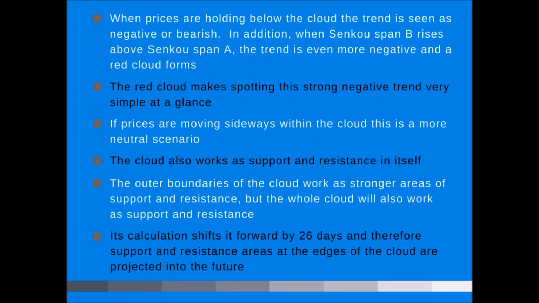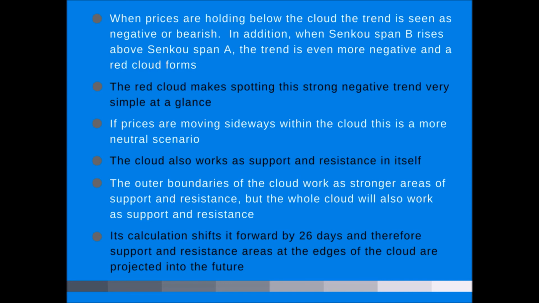When prices are holding below the cloud, the trend is seen as negative or bearish, and again, when the Chikou Span B rises above the Chikou Span A, the trend is even more negative and a red cloud forms. The red cloud makes spotting this negative trend very simple at a glance. If prices are moving sideways within the cloud, this is a more neutral scenario, of course.